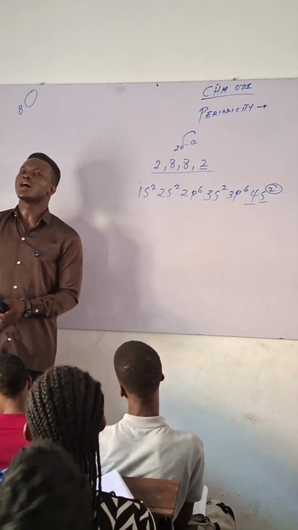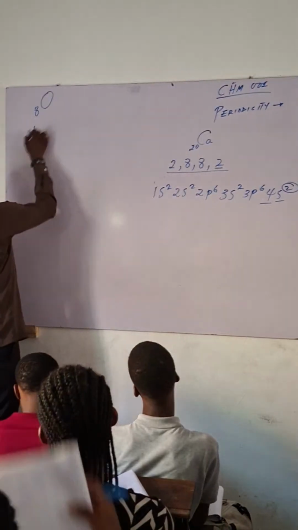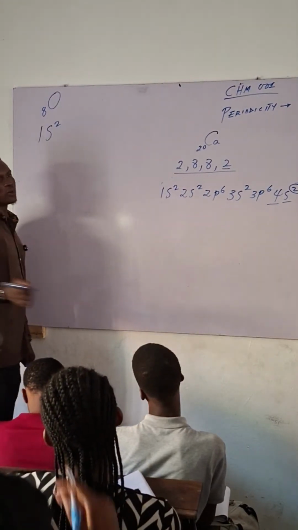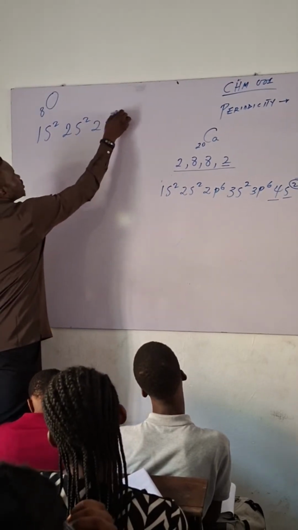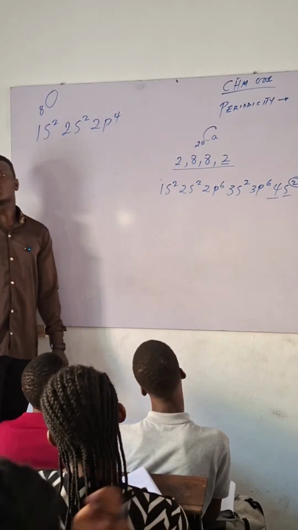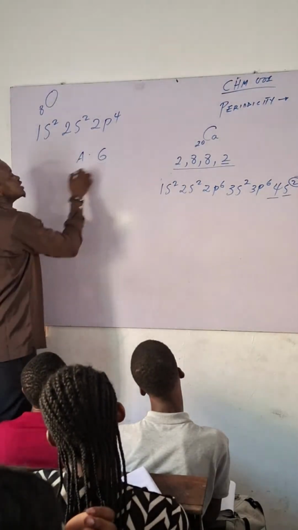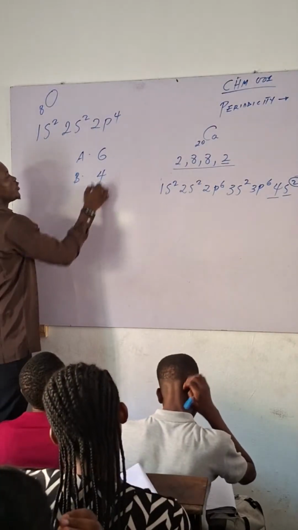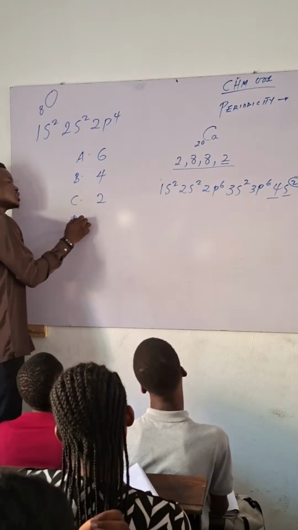So oxygen belongs to what group? 1s2, 2s2, 2p4. So it belongs to what group? Option A, group 6. Option B, group 4. Option C, group 2. Option D, group 8.